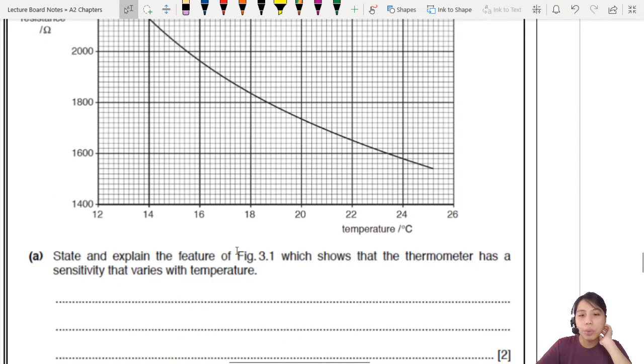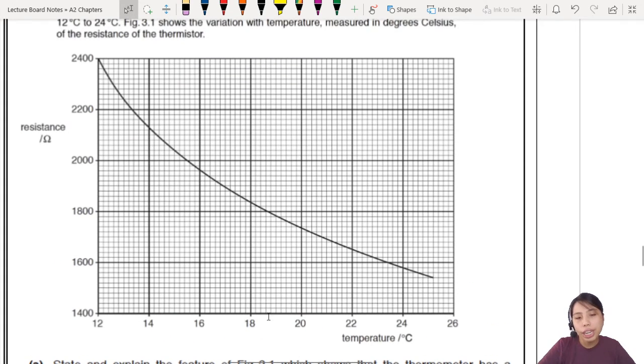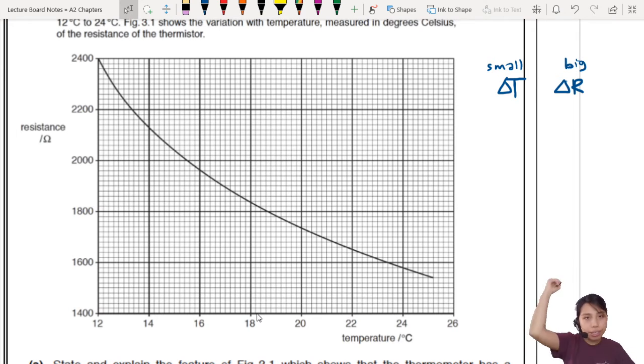State and explain the feature which shows that the thermometer has a sensitivity that varies with temperature. What's a sensitivity? How sensitive? What does it mean to have a sensitive thermometer? It means that if you have a very small change in temperature, change in T, you can see it by your change in R. Ideally, if it's very sensitive, a very small change in temperature gives a big change in R. Then you can see suddenly the resistance changed a lot, then you know the temperature has changed. So this is what we call a sensitive thermometer.